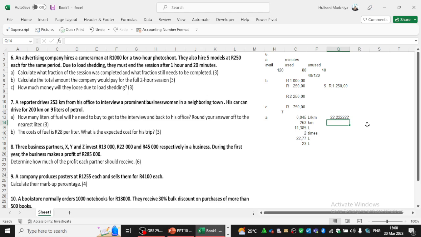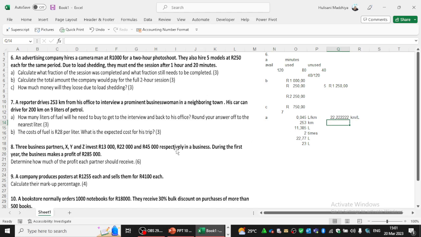So that will be equal to 22,22 kilometers per liter. So meaning that this is how much his car can travel over a liter of petrol. Therefore, if this is how much his car can travel over a liter of petrol, this guy is going to travel 253, sorry, meaning that it's going to be traveling 253, and this is how much he can travel per kilometer.